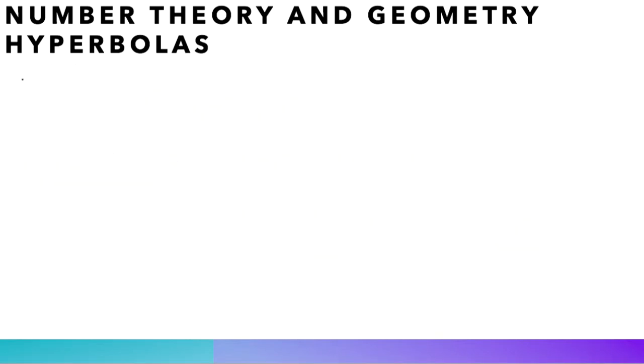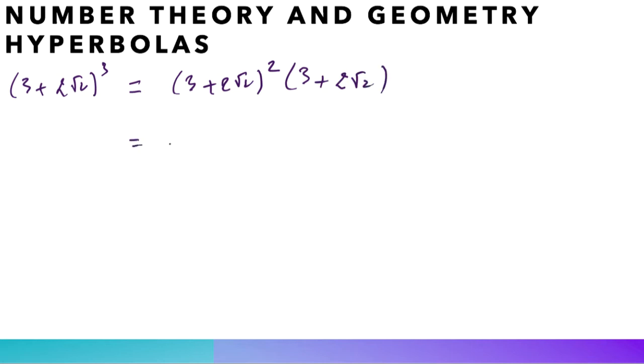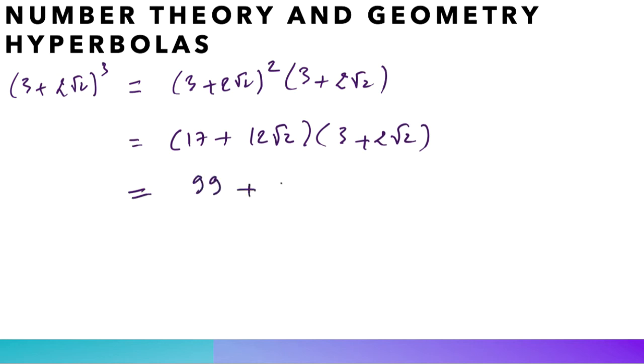Now, if we do the exact same thing with power 3, one gets (3 plus 2 square root of 2) all cubed, which is equal to (3 plus 2 square root of 2) squared times (3 plus 2 square root of 2). We then get (17 plus 12 square root of 2) times (3 plus 2 square root of 2), and after straight calculations, one gets 99 plus 70 square root of 2. And one can check easily that 99 squared minus 2 times 70 squared is actually equal to 1. Whoa, this is actually really incredible.